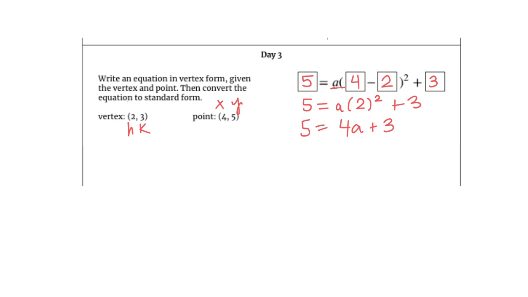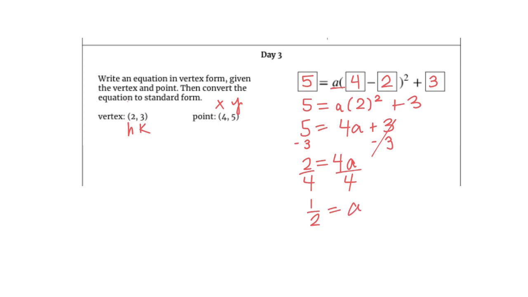Next thing we want to do is solve for a. So to solve for a, we would subtract 3 on both sides. So 5 minus 3 is 2, and that's going to equal 4a. And that 3 minus 3 cancels out. So our last step here is to divide by 4. Okay, 2 over 4 simplifies to just 1/2. So this time our a value is 1/2.